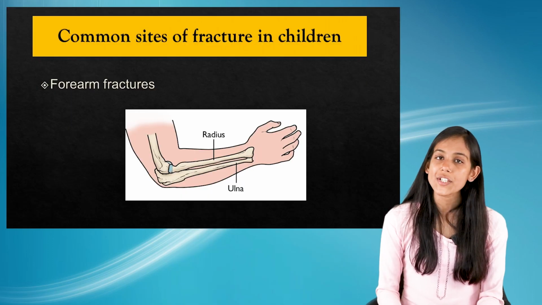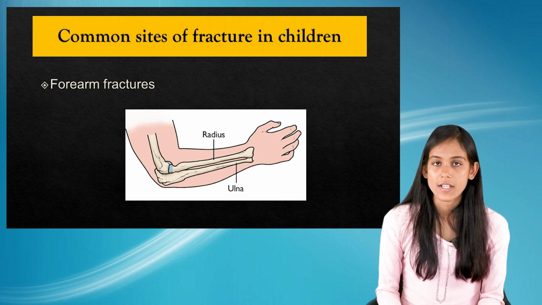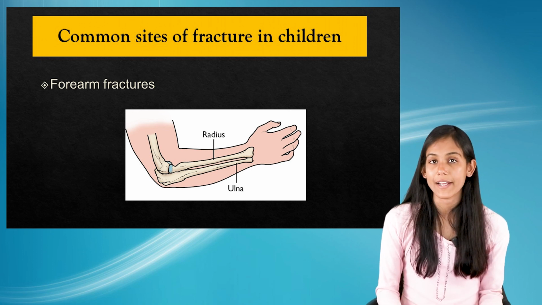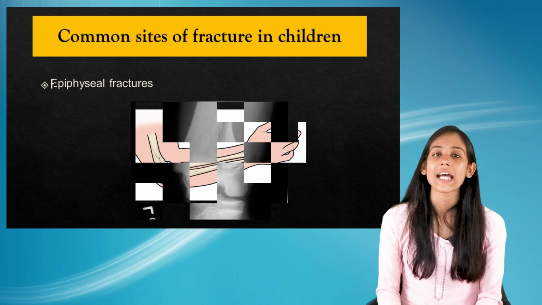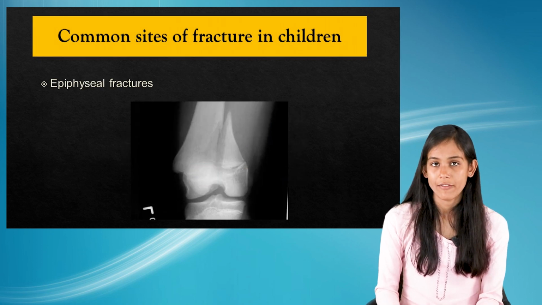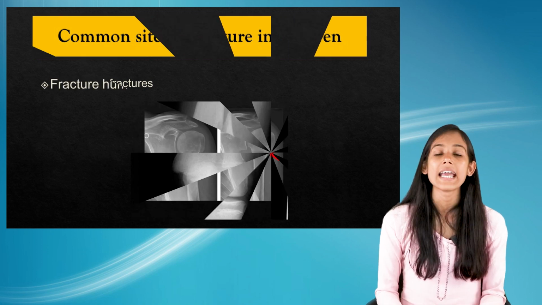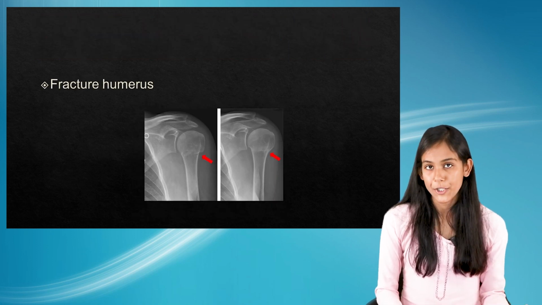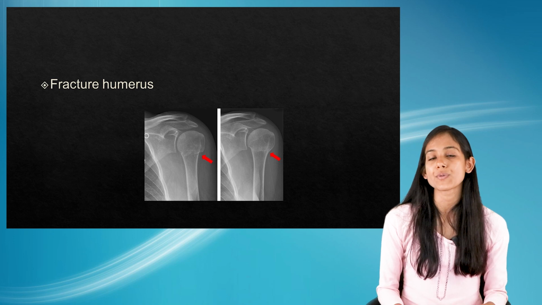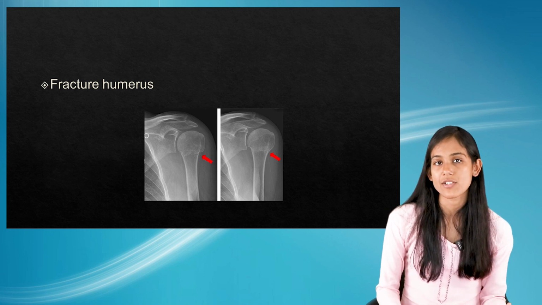Now moving on to the common sites of fracture in children. There are some common sites where mostly children will have fractures. Well, the first one is forearm fractures. This is the most common site of fracture in children. And then we have epiphyseal fracture. This involves the physis, that is the growth plate. And then there is fracture of humerus. Now this occurs due to a fall on an outstretched arm.